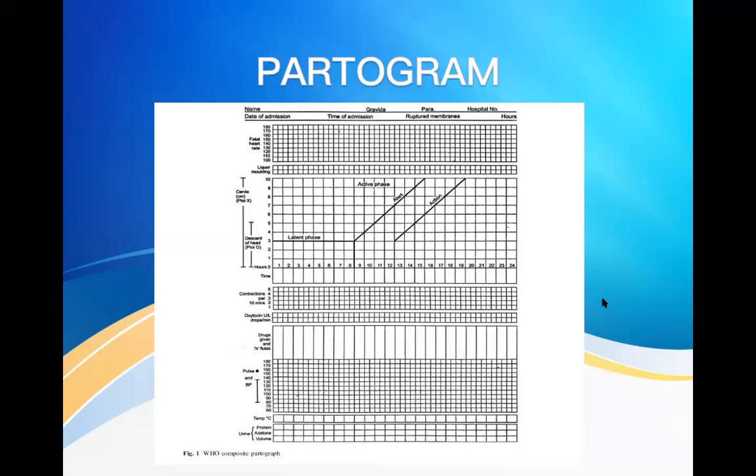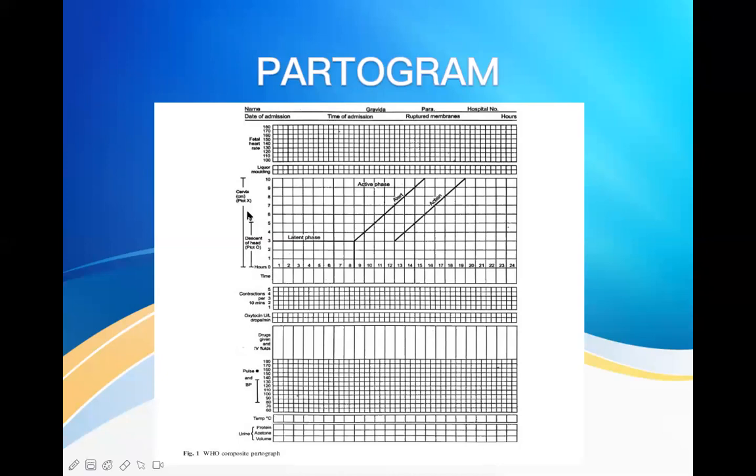But one point is very important here. If there is excessive molding but there is no descent of the fetal head, that means the pelvic cavity is not adequate in diameter. This is known as cephalopelvic disproportion. It is always an important one.